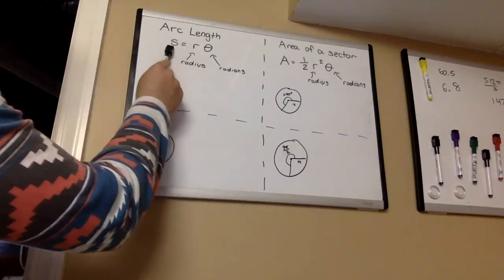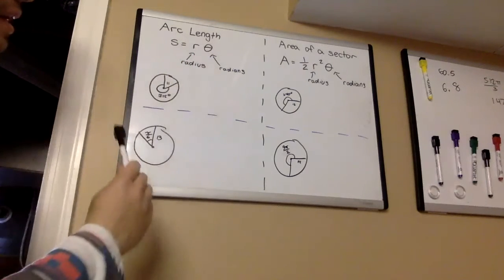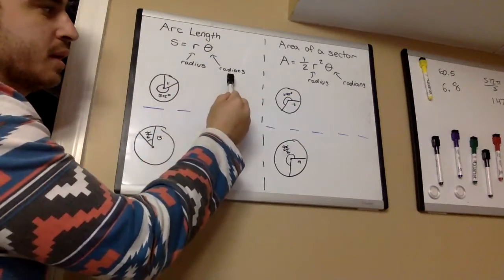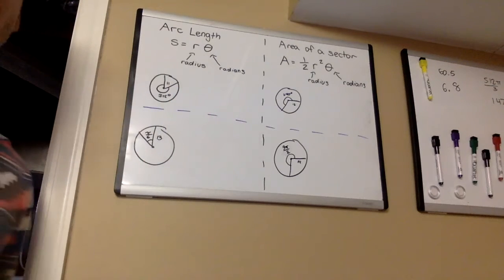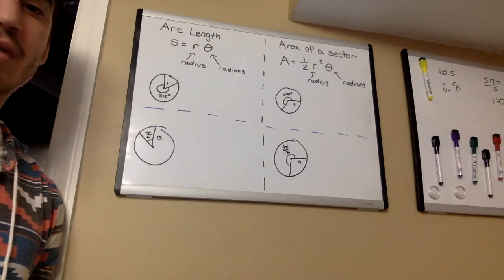Arc length, which is represented by S, is going to equal R times theta. Your R is going to be your radius and your theta is going to be your degree in radians. If you do not put it into radians, you are going to get the answer wrong.